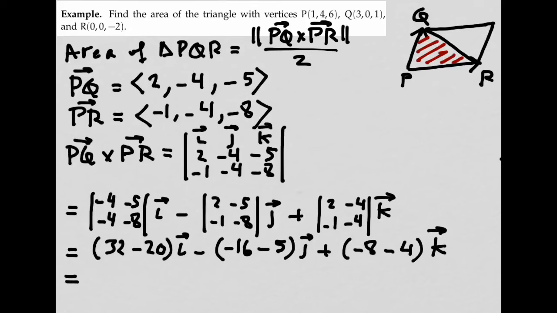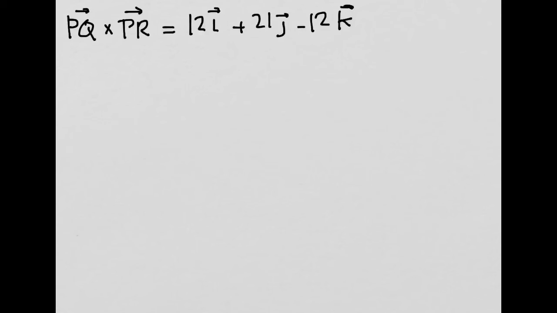That's equal to 12I, minus 21 times minus gives us plus 21J, minus 8 minus 4, that's minus 12K. So we have PQ cross PR is the vector 12I plus 21J minus 12K. Let's find the magnitude of this vector.